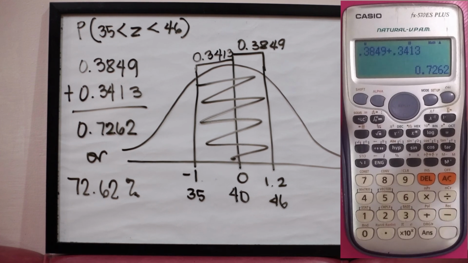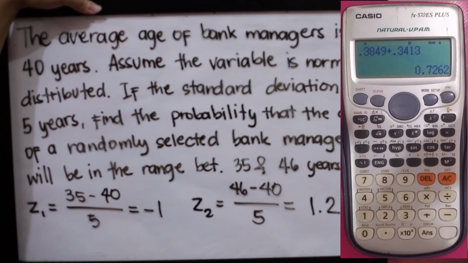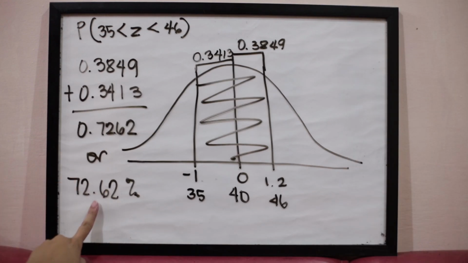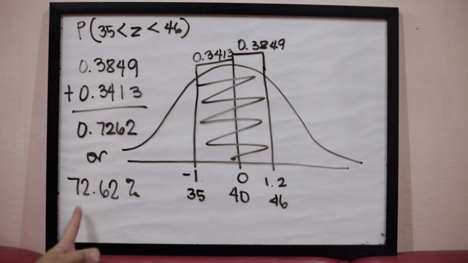So, in conclusion, the probability that the age of a randomly selected bank manager will be in the range between 35 and 46 years old is 72.62%. So, if they select a random bank manager, the probability that the manager's age is 35 to 46 is 72.62%.